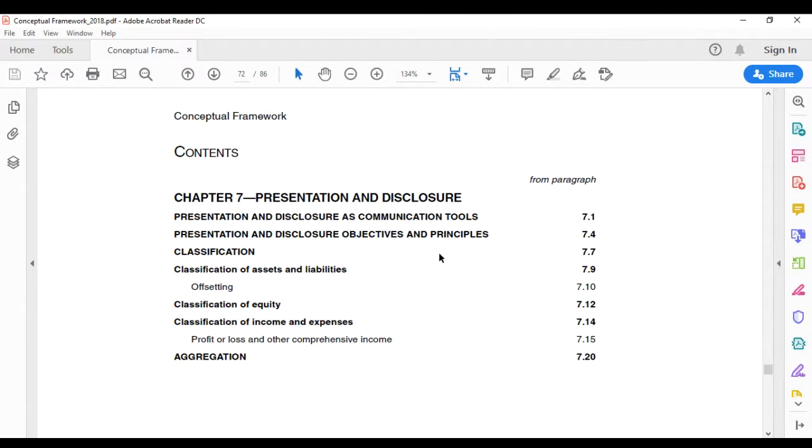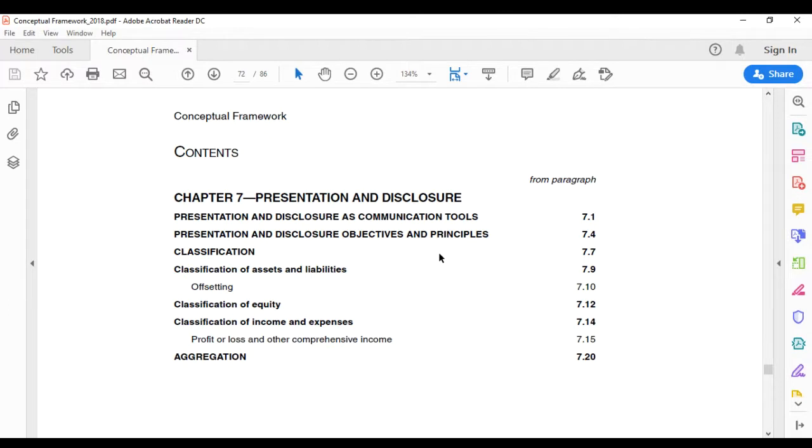So again, if we can use the example of property, plant and equipment, because we are going to be doing it in the third term, I know I've already said that. The presentation of property, plant and equipment is that under your non-current assets heading, you will have one line item simply called property, plant and equipment, right?